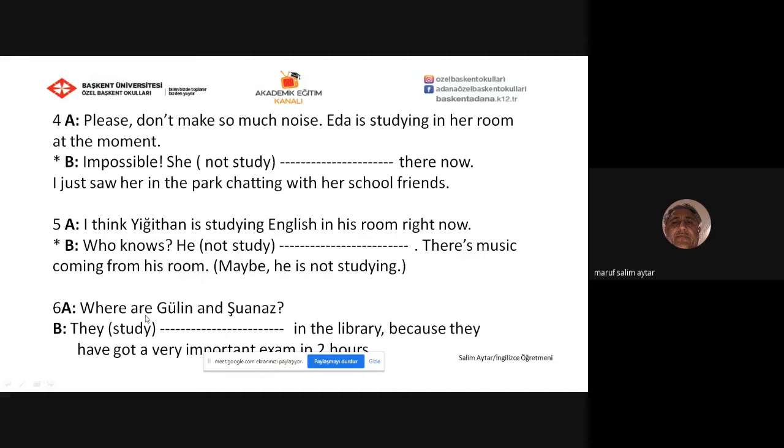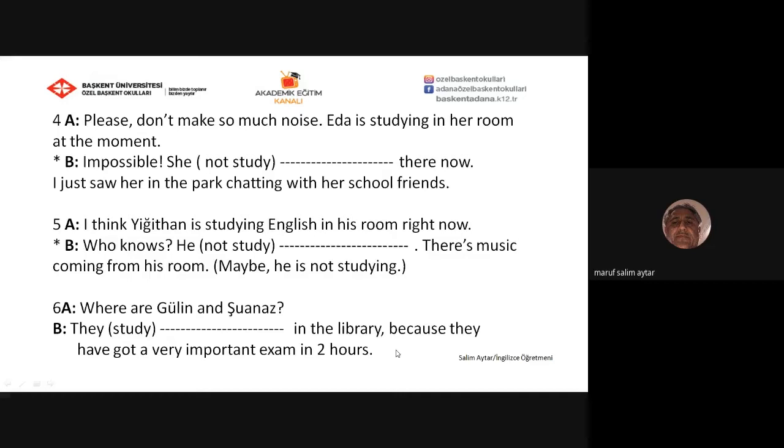This time, in this conversation, the first person asks, where are Gülin and Shuanaz? Where are they? Well, the question is being asked at the moment, so we need to make a present continuous deduction. Okay, so because they have got a very important exam in 2 hours. So where are Gülin and Shuanaz? Well, we need to do this.